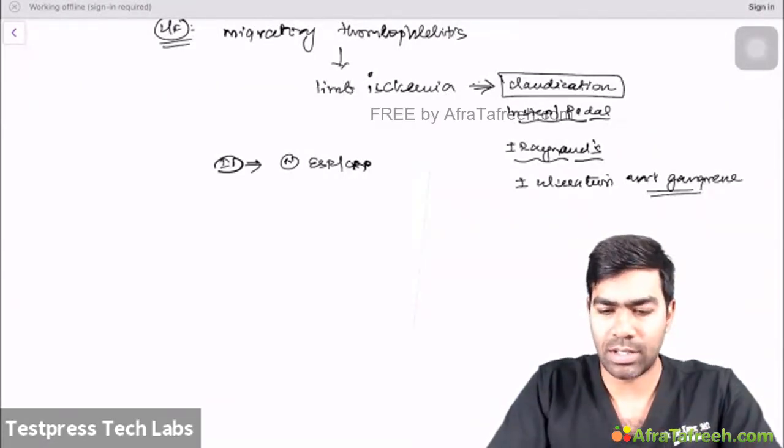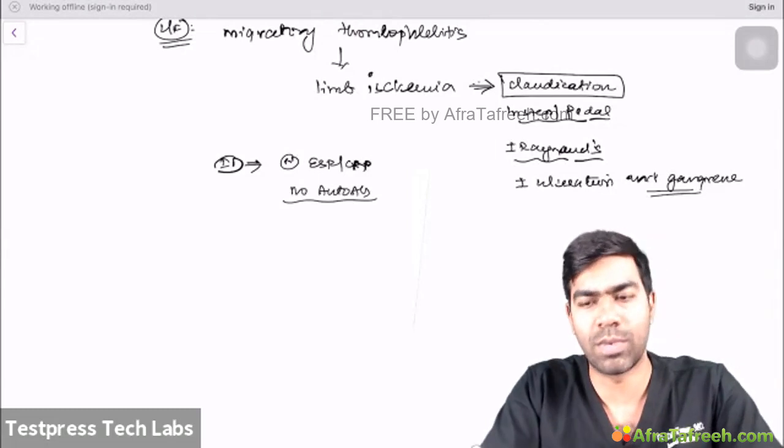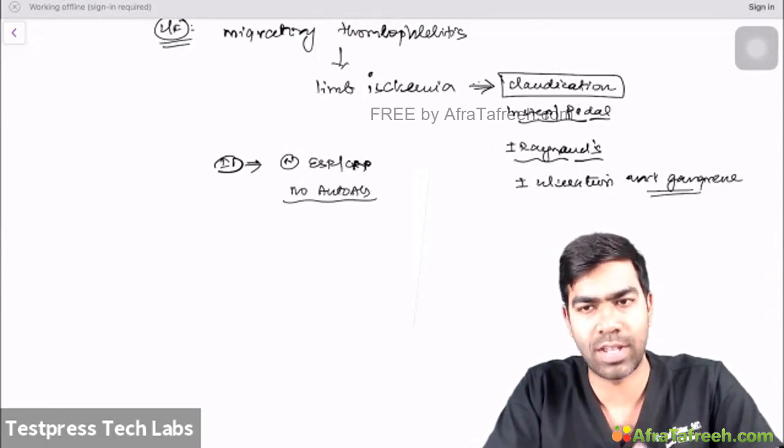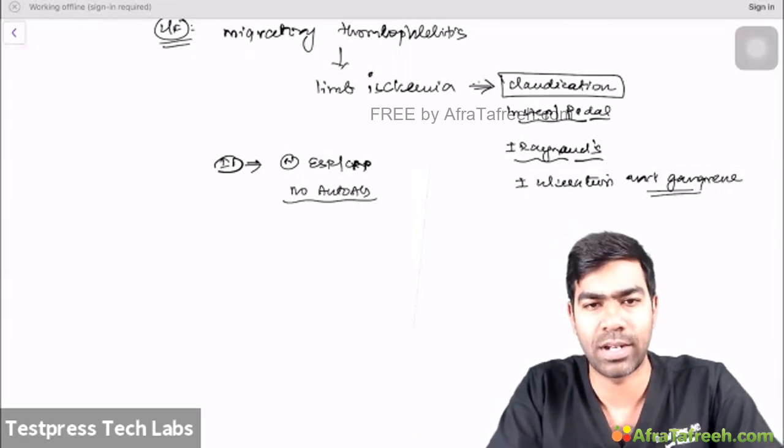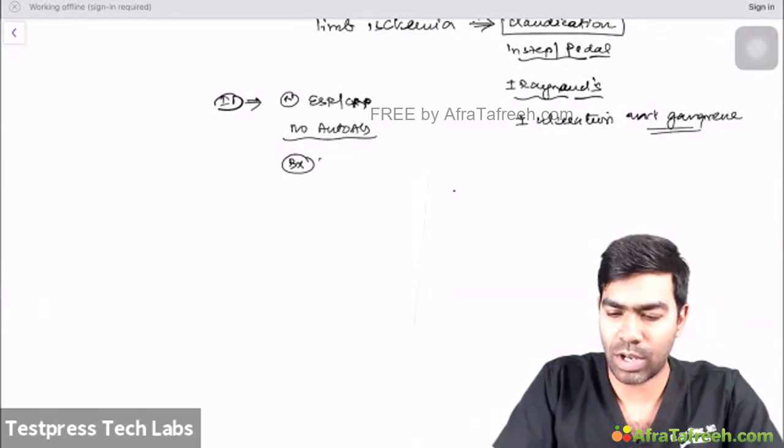And there is no autoantibody in this situation. No antibody actually exists for Buerger's disease. Again, that is very peculiar. In vasculitis, the majority of the time there are some underlying antibodies. And biopsy is very difficult to take. You cannot really take a biopsy.